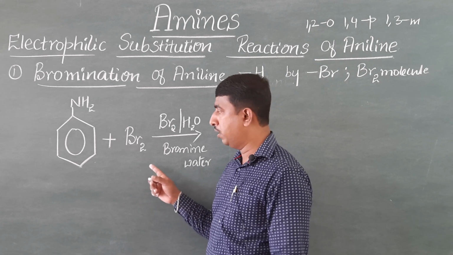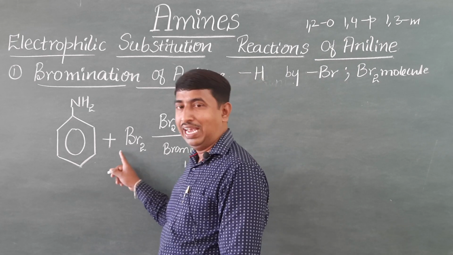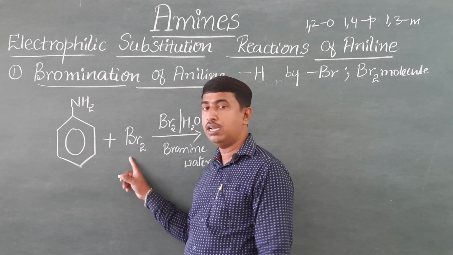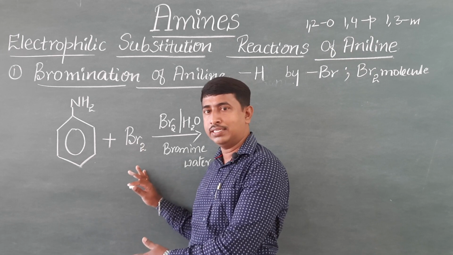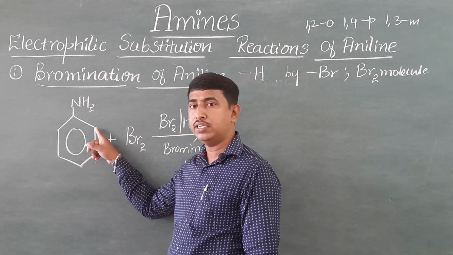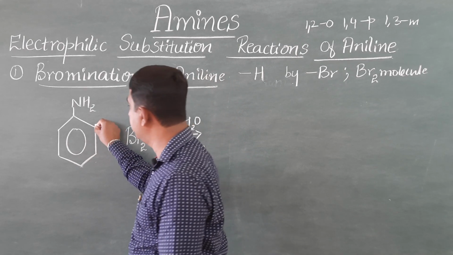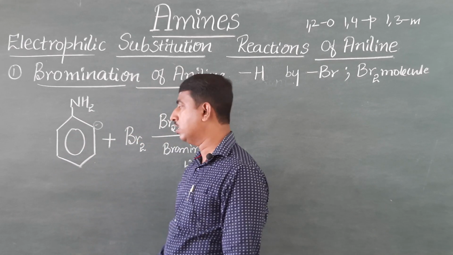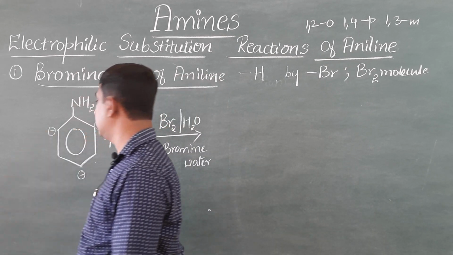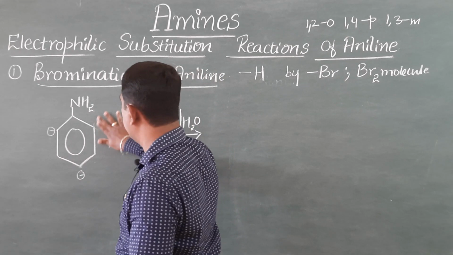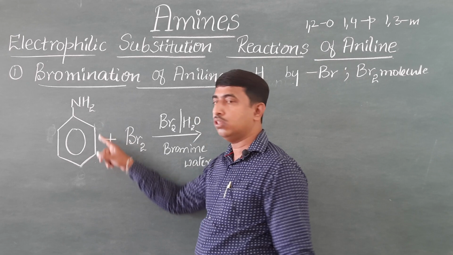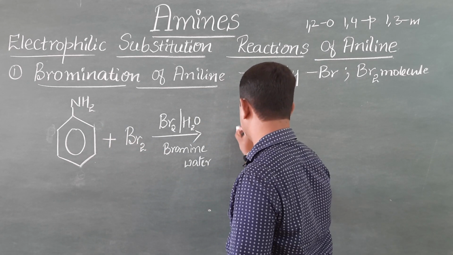Now bromination occurs. What is bromination? Replacing hydrogen by bromine. Here the electrophile present is Br plus. I won't explain the mechanism here. This Br plus prefers ortho, because at ortho there is negative charge. At para there is negative charge. Again at ortho there is negative charge. So Br plus readily attacks ortho, para, ortho positions.